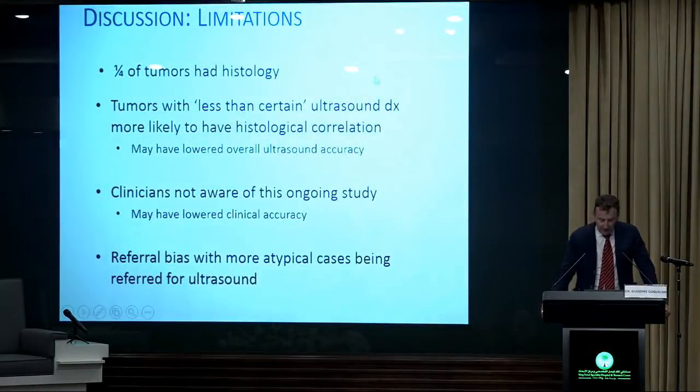So the limitations of the study were that only 1/4 of the tumours had histology, but that's often the way with superficial soft tissue tumours. Often they're just followed up clinically. The tumours with less than certain ultrasound diagnoses were more likely to have histological confirmation. In other words, if the radiologist was not sure about the diagnosis, then they were more likely to excise that, so that might have lowered the overall ultrasound accuracy. Also, clinicians were not aware of the study ongoing at the time, so that might have lowered the overall clinical accuracy. And there was also possibly a referral bias with more atypical cases being referred for ultrasound examination.